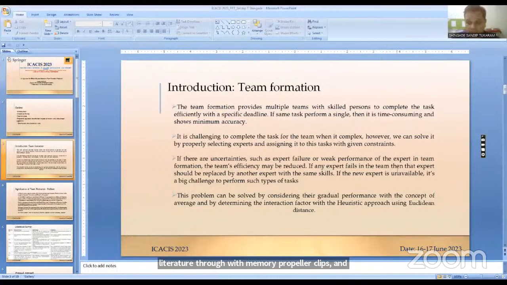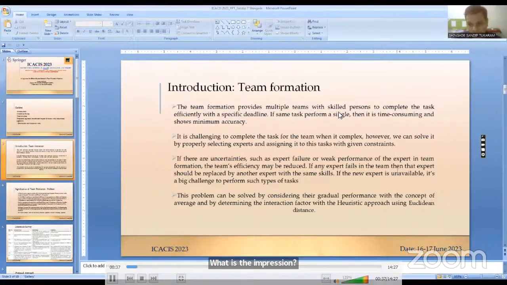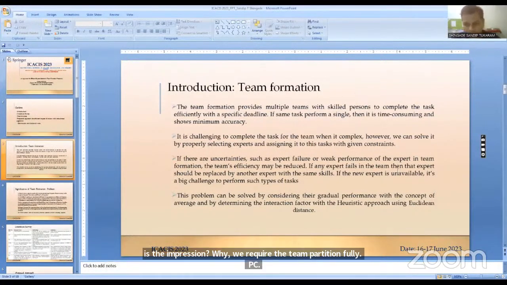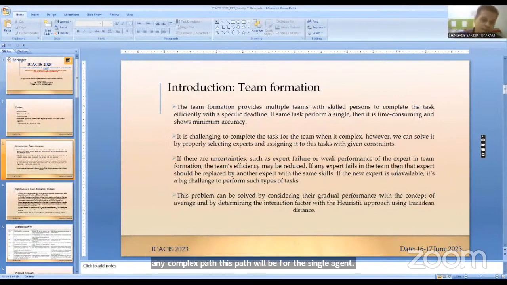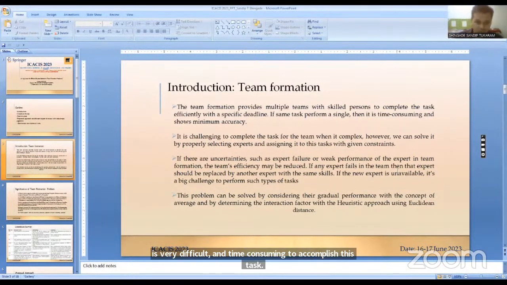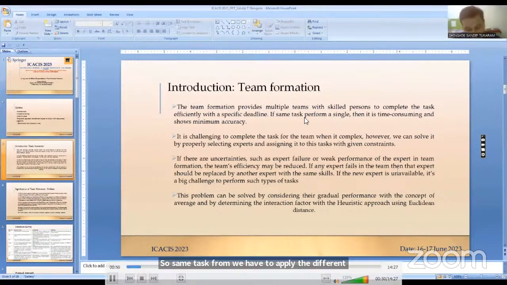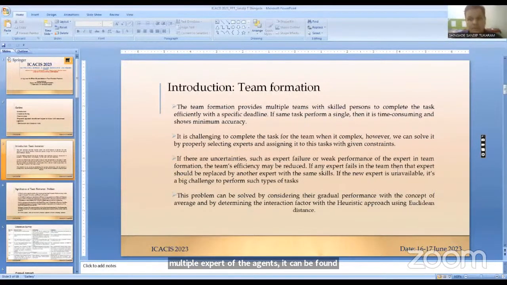If any complex task is performed by a single agent, it is very difficult and time consuming to complete. So for the same task we apply multiple expert agents, which can solve it significantly faster, with a specific deadline. The selection of the team for the task is an NP-hard problem, that is, an exponential problem, and we can solve it with a meta-heuristic approach, or we have to solve it with parallel computing.